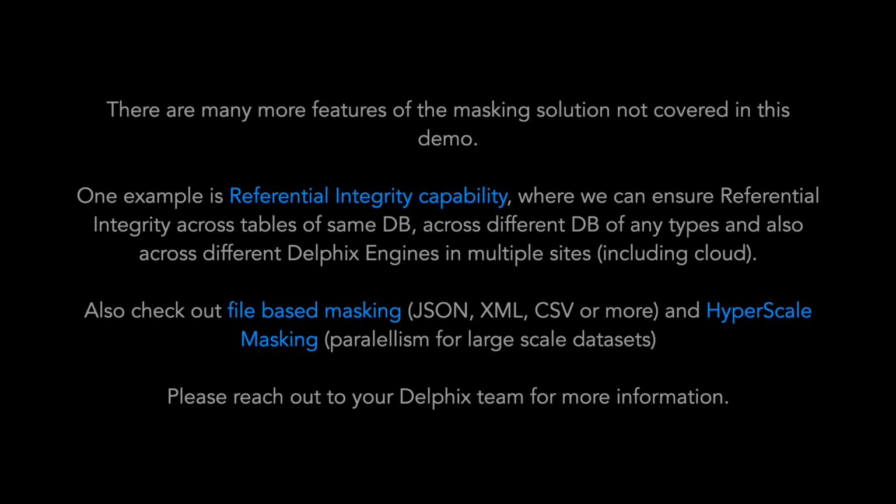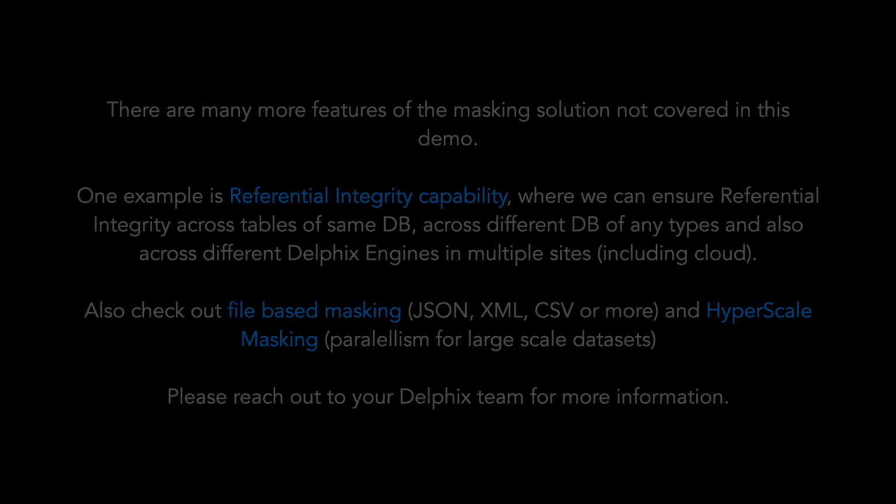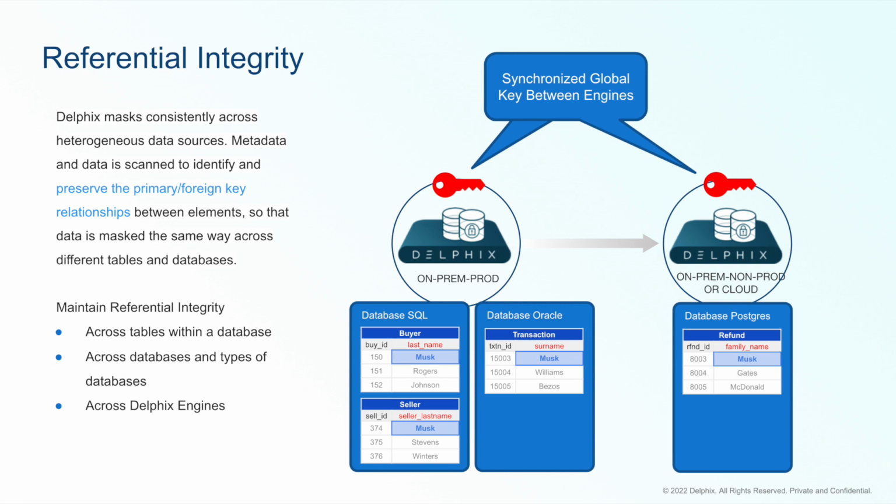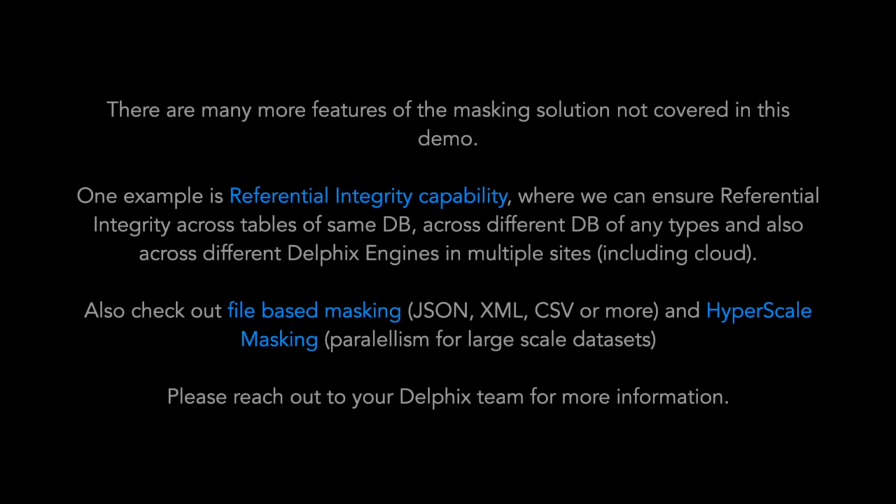There are many more features of the masking solution not covered in this demo. One example is the referential integrity capability, where we can ensure referential integrity across tables of the same database, across database of any type, and also across different Delphix engine in multiple sites, including cloud. Also check out our file-based masking, example like JSON, XML, or CSV or more, and hyperscale masking, which is a parallelism for very large scale datasets.